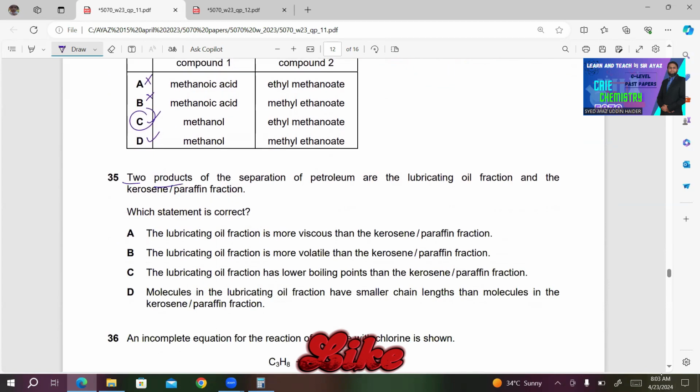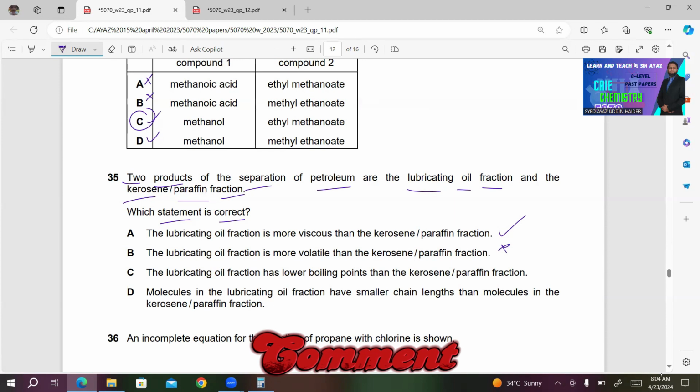35. Two products of the separation of petroleum are the lubricating oil fraction and the paraffin fraction. Which statement is correct? A, the lubricating oil fraction is more viscous than the kerosene paraffin fraction. This looks correct to me because the lubricating oil fraction is below kerosene. B, the lubricating oil fraction is more volatile than the kerosene paraffin fraction. This is incorrect. The reason is that the lubricating oil fraction is below kerosene, so it can't be more volatile. The fractions above in the fractionating column are more volatile.